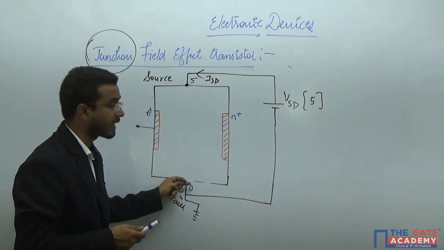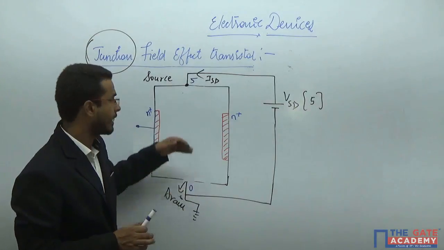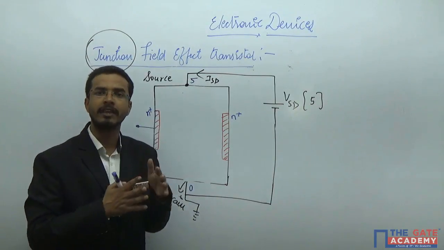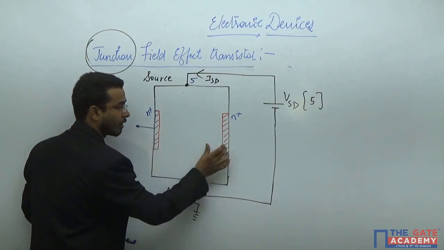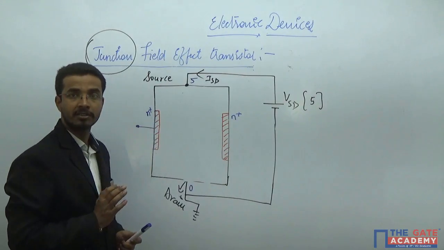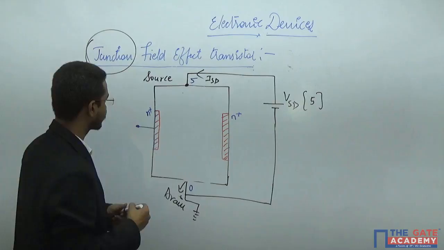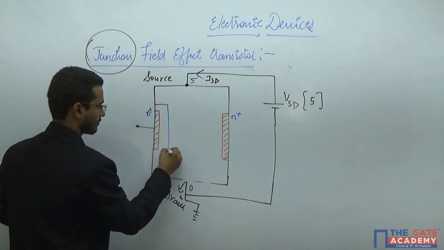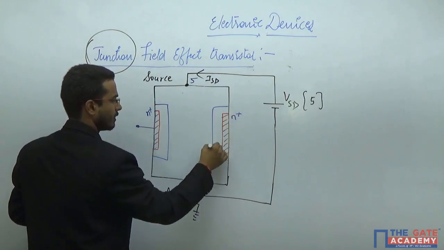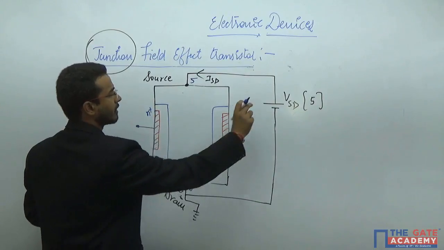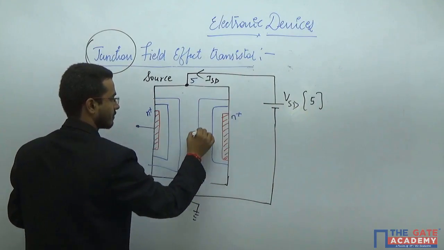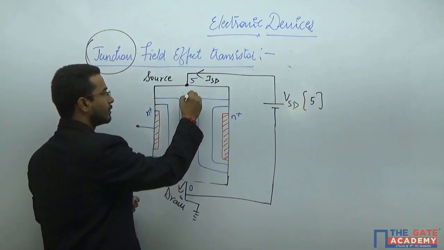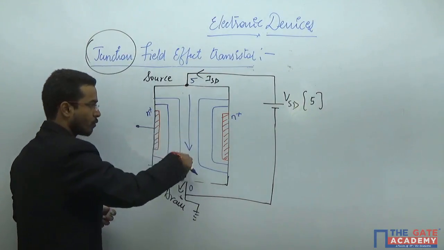Here it is 5 volt, and here directly you get 0 volt. The rest of the device has the same potential. If the voltage difference is the same across these two junctions, the depletion region will be constant. So you will get a uniform depletion region. As you keep on increasing this, you will get such a device, and you will get the current in the downward direction.